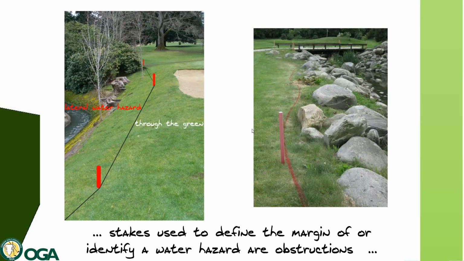Stakes used to define the margin of or identify a water hazard are obstructions. So here we have stakes defining the water hazard margin, and here, because the line defines the margin, the stakes are only identifying. In both cases, those stakes are obstructions. Here, these are movable obstructions. We'll talk more about the difference between movable obstructions and immovable obstructions in a later lesson.